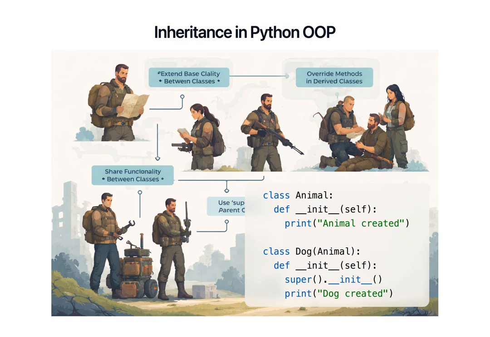Inheritance allows classes to share and extend functionality. Derived classes can override methods and use super to call parent class methods, promoting code reuse.